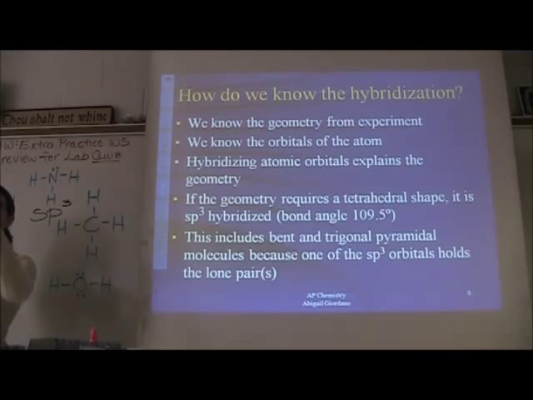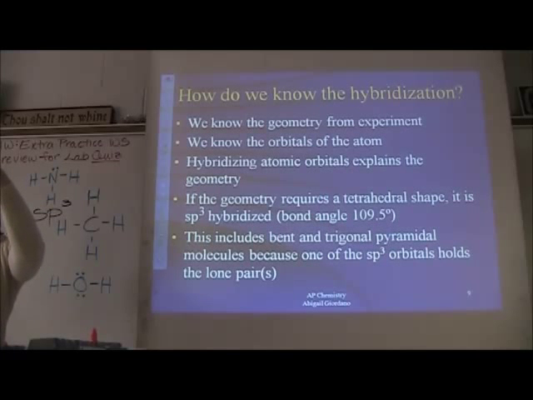Even though there are lone pairs here and here, and it looks to us like there's nothing there, there is a hybridized orbital right here and right here. There are 1, 2, 3, 4 of them. Okay? All of these examples are sp3.